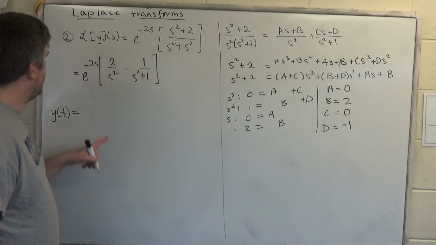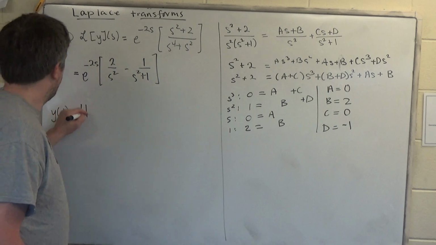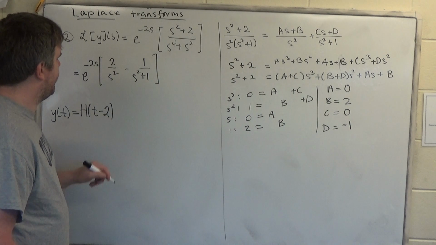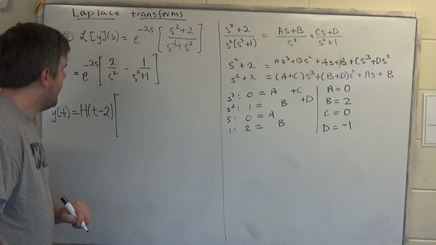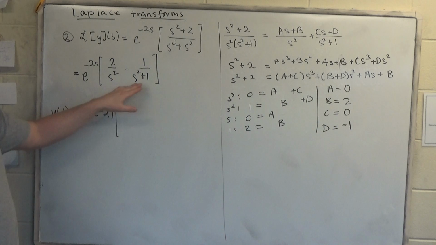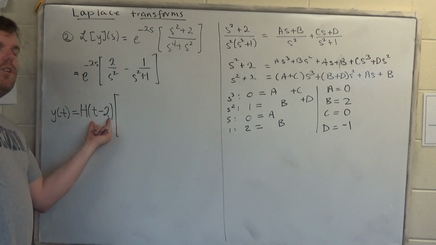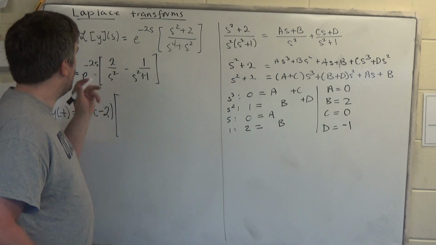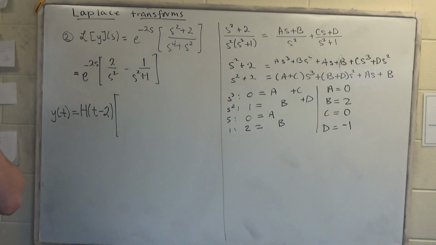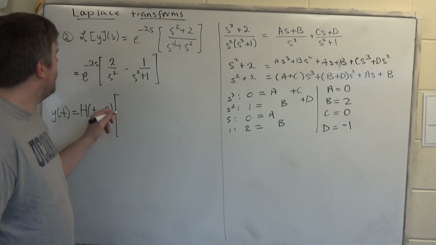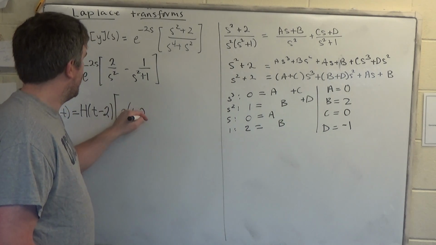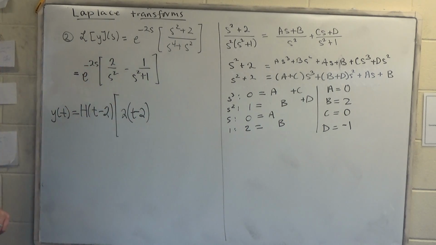So the easiest thing to do is to account for the exponential first via the Heaviside function. So we should get h of t minus 2. And whatever goes in the box here, the argument must match. So typically here, if it were 1 over s squared, you would just get t. But since there's a 2, it's going to be 2t. But every t must be accompanied with a t minus 2.